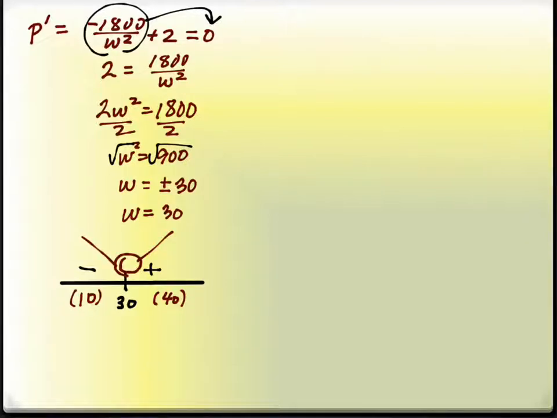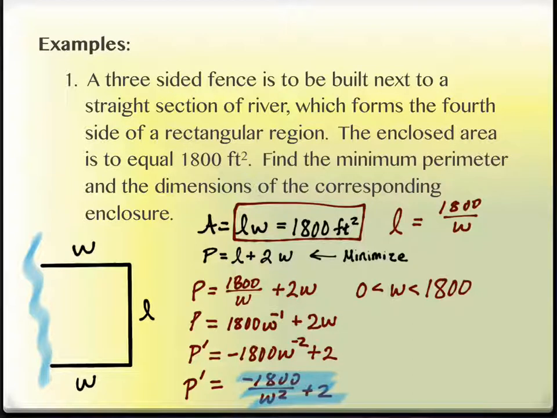So what, in fact, is happening here at 30? It's a minimum value. So it's the minimum location. Going back to the problem, of course, I need to make sure that I'm answering what was asked. And so Kaylee told us at the beginning, we're trying to find the minimum perimeter and the dimensions. So I found one of the two dimensions. I need to find the other one, and I need to find the minimum perimeter.